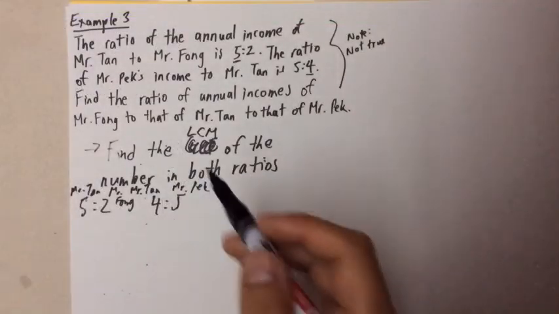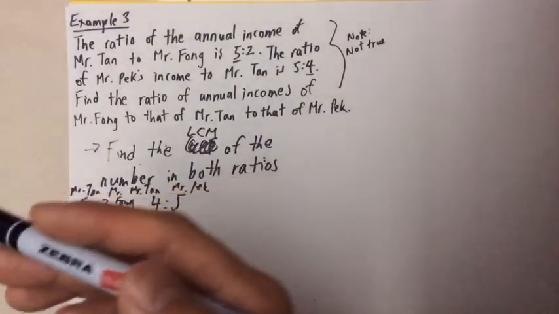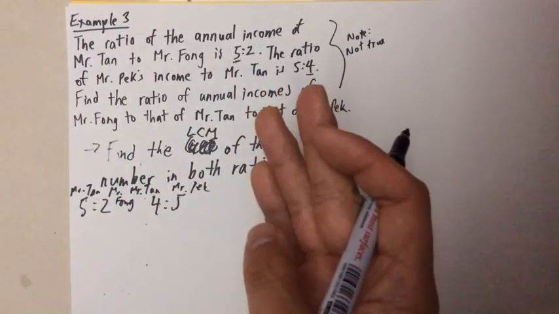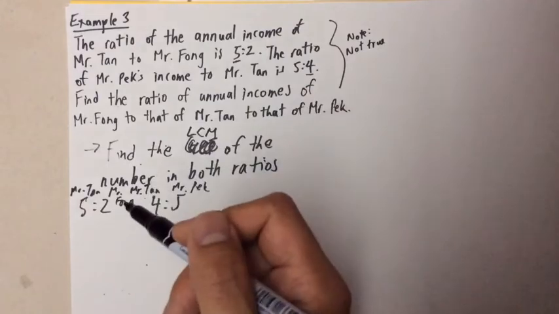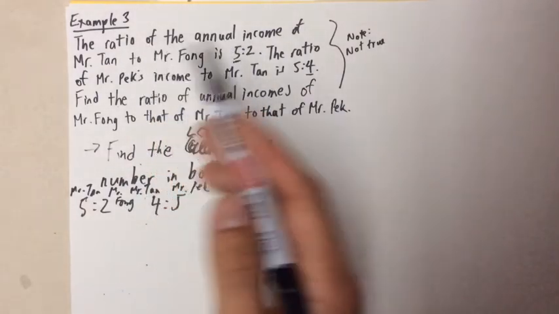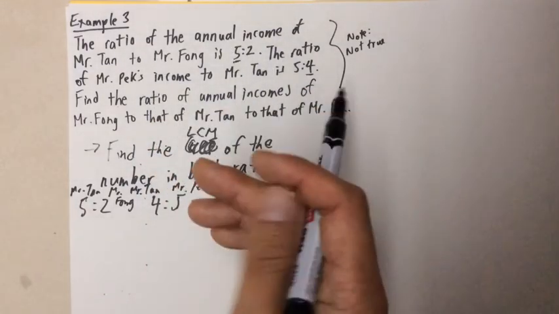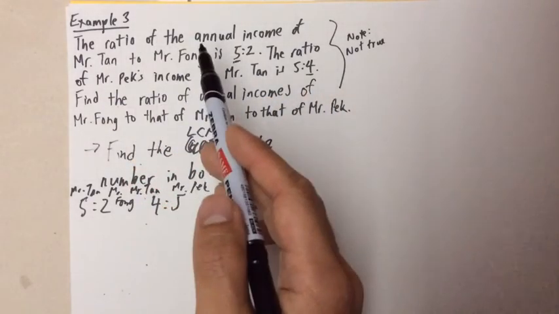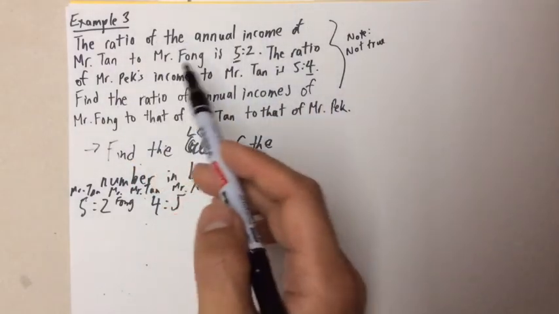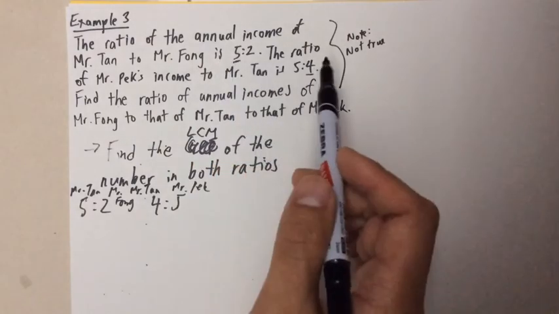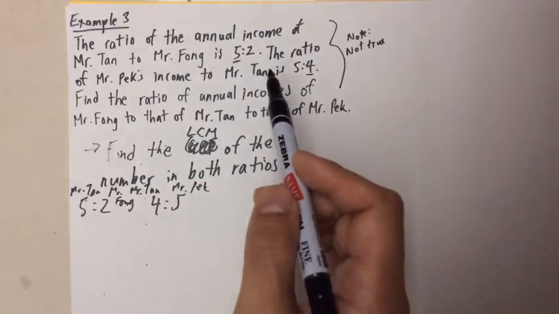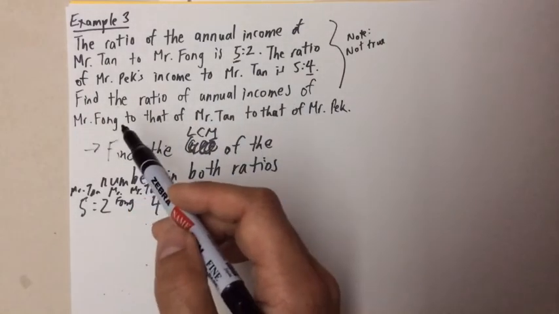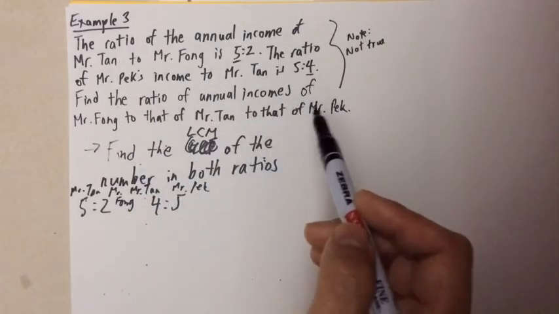Let's try our last example. This one involves finding the ratio of three values. Here you're given two ratios, and you need to change that into a ratio of three numbers. The ratio of the annual income of Mr. Tan to that of Mr. Fong is 5:2. The ratio of Mr. Peck's income to Mr. Tan's is 5:4. Find the ratio of the annual incomes of Mr. Fong to that of Mr. Tan and to that of Mr. Peck.